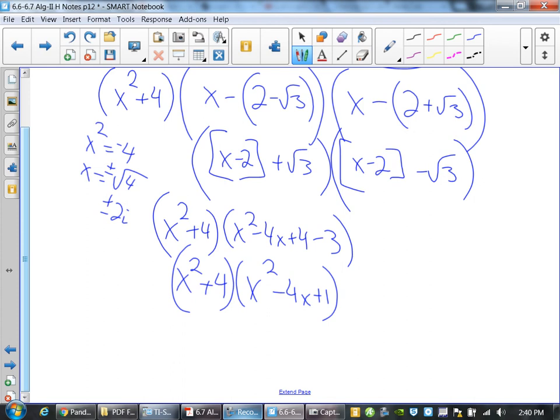I wanted to show you the radical one because it does show up from time to time. It's the same exact process. It's the exact same thing that you do. And then it's just a matter of FOILing out your 4th degree polynomial. And go from there. All right?